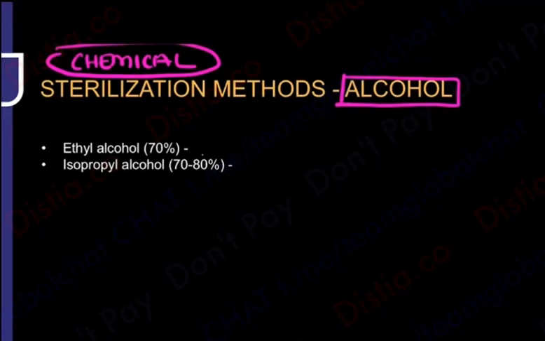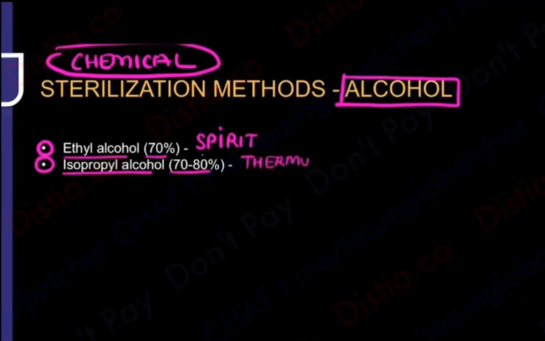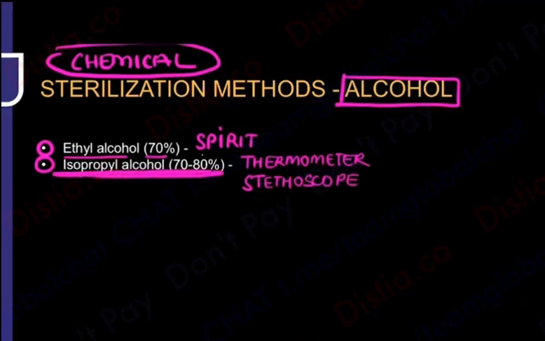So starting with alcohol, what is ethyl alcohol? We all know it by this famous name of spirit. 70% ethyl alcohol. This is what you use as spirit over cotton swabs, nothing more needed. Isopropyl alcohol, another 70 to 80%. Remember, as a doctor, what you need to know: the thermometers and your stethoscope, which you never clean. We are all guilty of doing that, isn't it? So your stethoscopes and thermometers are going to be cleaned with isopropyl alcohol 72. So both the alcohols are 70 to 80%.